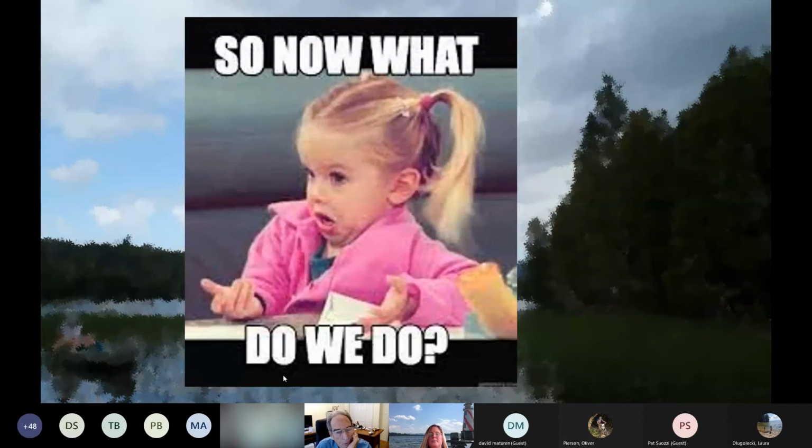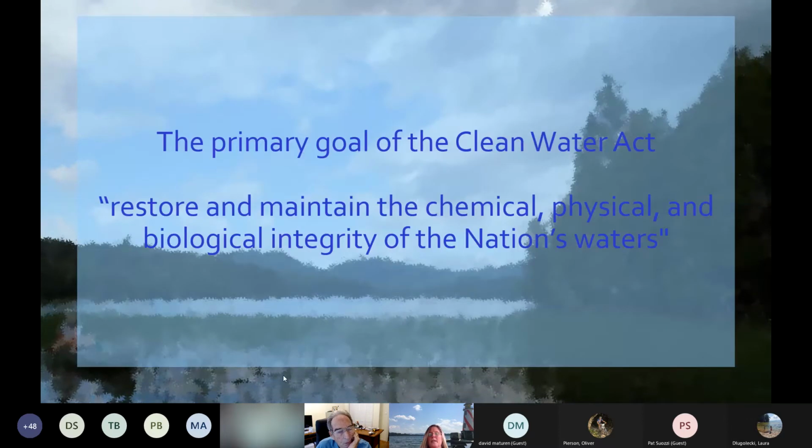So now what do we do? The purpose of the Clean Water Act is to maintain and restore the physical, chemical, and biological integrity of the nation's lakes. As we approach the 50th anniversary of the Clean Water Act next year, we need to reflect on how far we have come with the restoration aspect of the Clean Water Act. We no longer have rivers lighting on fire.